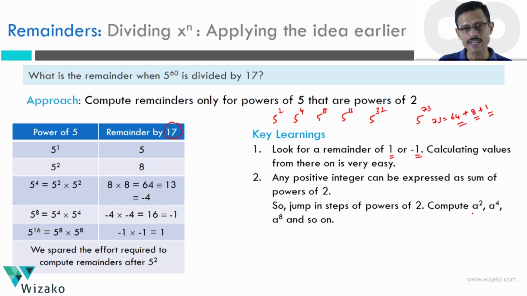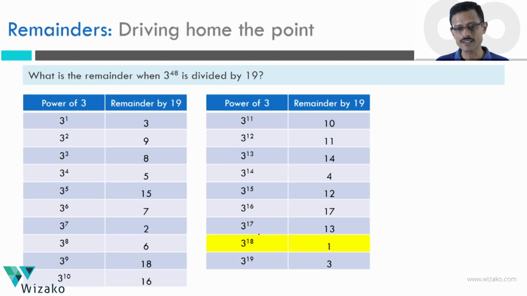So, compute remainders for a square, a power 4, a power 8. The simple reason being that any positive integer can be expressed as the sum of powers of 2. I'm driving home this point with one more example. 3 power 48, what is the remainder when it is divided by 19?